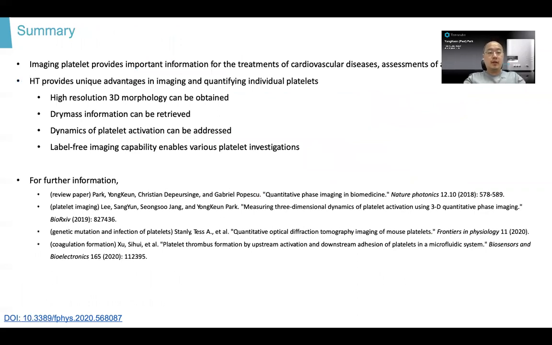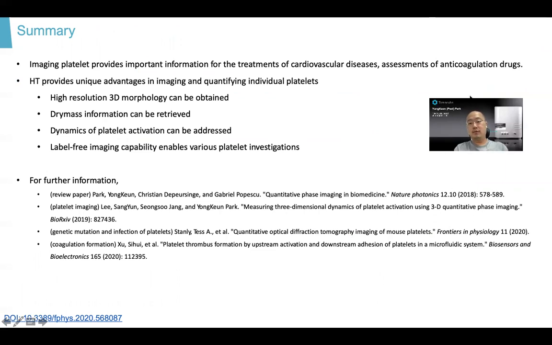So to summarize, imaging platelets provides very useful and important information for the treatment of cardiovascular disease and also the assessment of anticoagulation drugs. Previously, people have used DIC or other bright field microscope techniques, but the limitations are the limited spatial resolution, and you cannot access the dynamics of platelet activation. Higher resolution imaging techniques such as electron microscopy cannot access the dynamics of platelet activation as well.